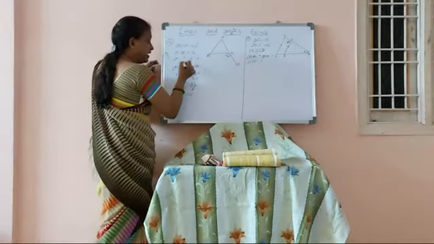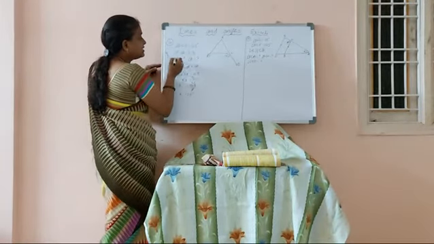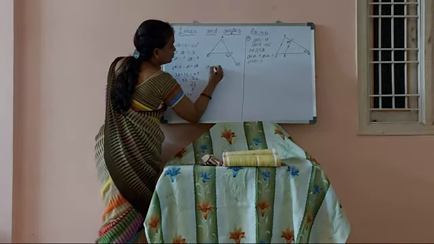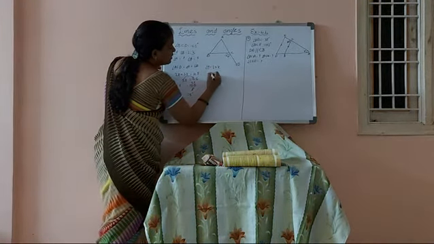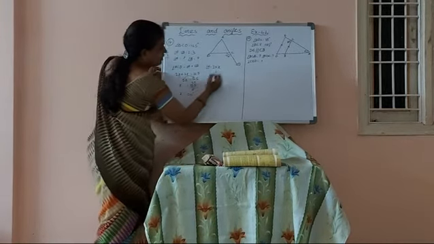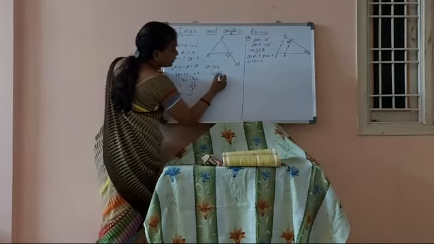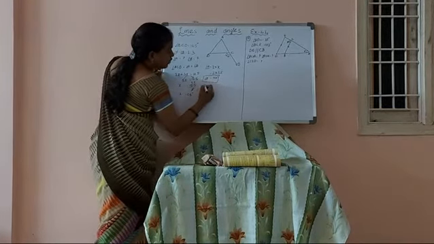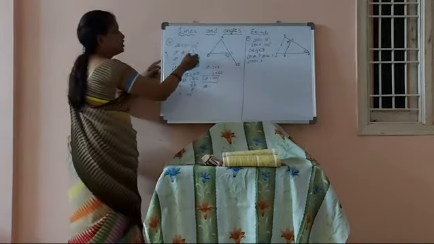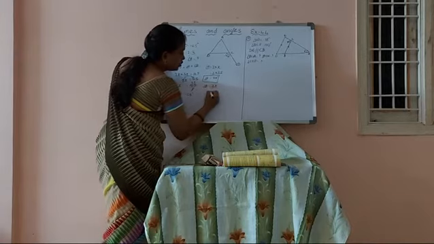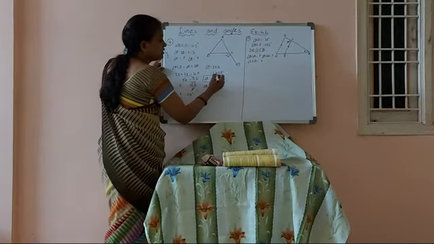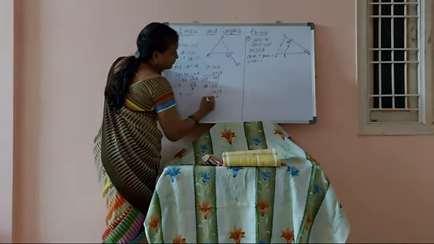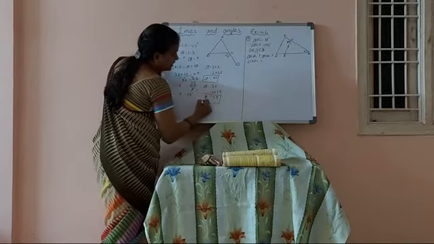Now we want angle A. X is 25. Angle A is 2 ratios, so angle A is equal to 2 into x. What is the value of x? Here 25. So 2 into 25 is 50 degrees. Angle A is 50 degrees. What about angle B? Angle B is in the ratio of 3, so 3x. X is 25, so 25 into 3 is 75. Angle B is equal to 75 degrees.